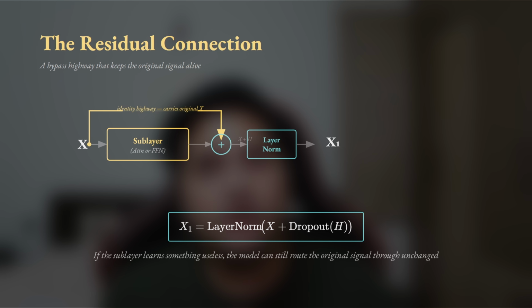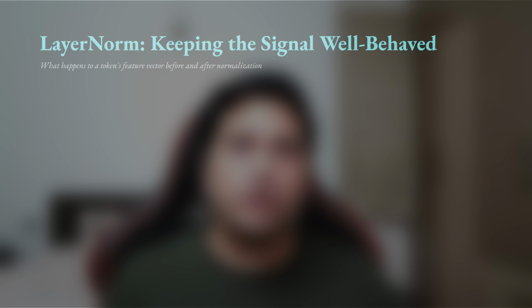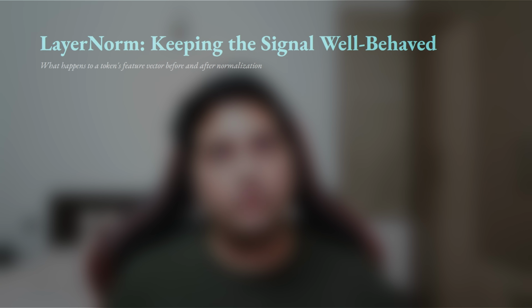With the residual connection, the original X arrives at the next layer intact, regardless of what the sublayer currently produces. The model has a fallback. It can pass the input forward unchanged while the sublayer gradually learns to contribute something better. The residual addition produces X plus H. Before the sum moves forward, it passes through a layer normalization.